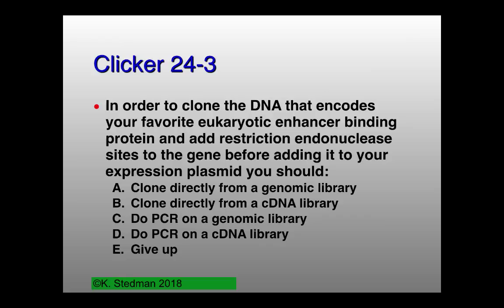That next clicker question would be: in order to clone the DNA that encodes your favorite eukaryote enhancer binding protein and add restriction endonucleases to the gene before adding it to your expression plasmid, you should clone directly from a genomic library, clone directly from a cDNA library, do PCR on a genomic library, or do PCR on a cDNA library. This is literally one of those questions that I said to give up on. The answer here is that you want to do PCR.